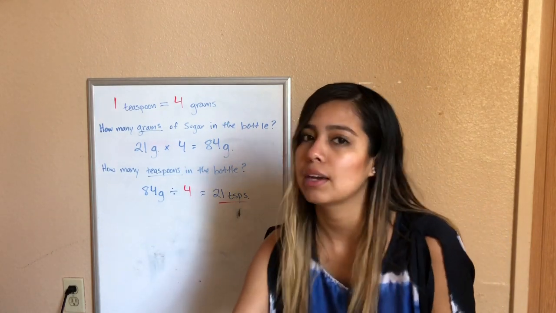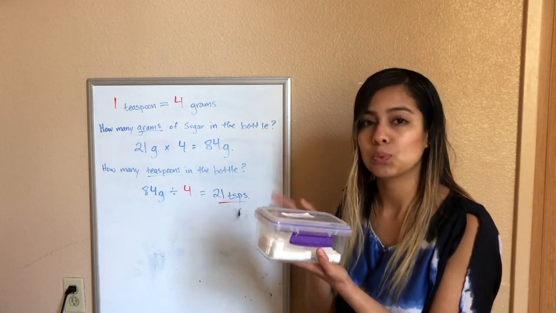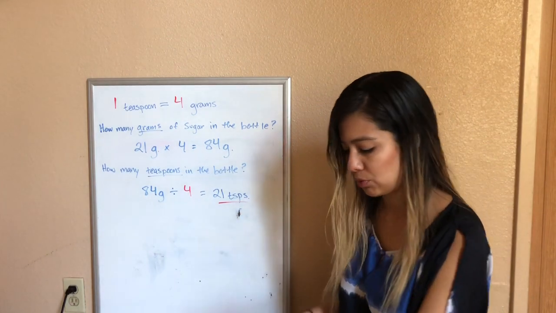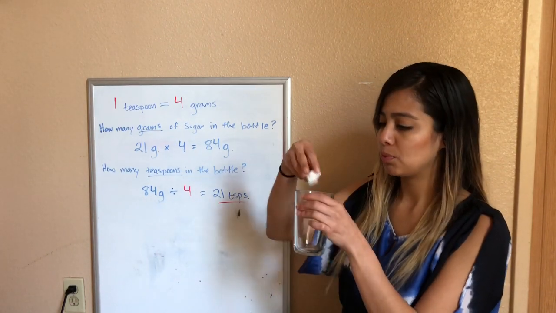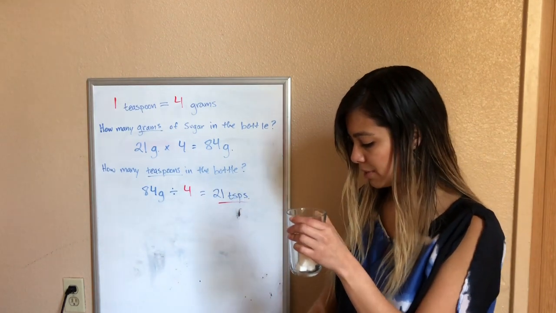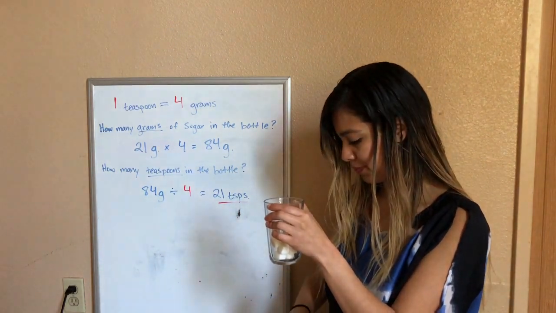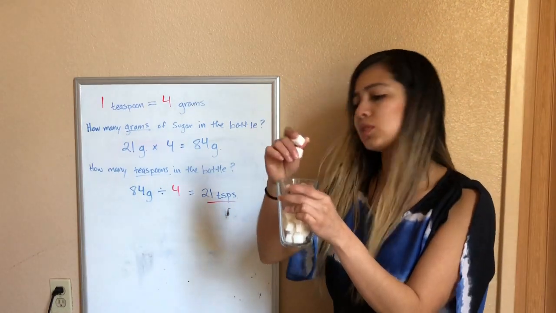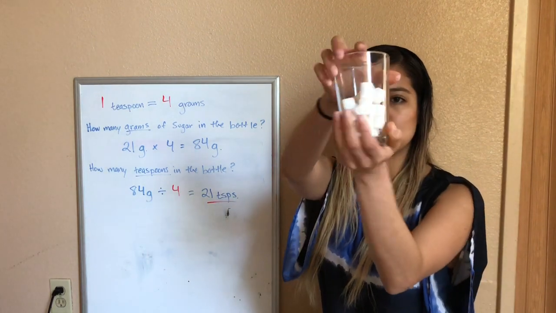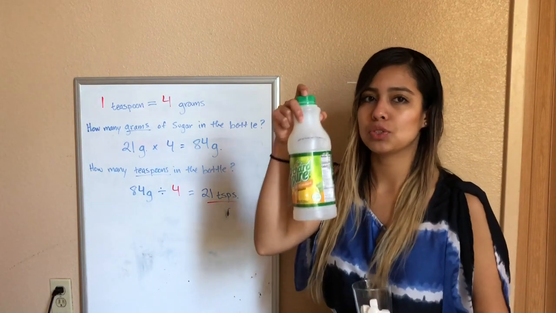Now we're going to take a look at what that looks like. So each of these cubes represents 1 teaspoon of sugar. And like we said, our container has 21 teaspoons of sugar. So 1, 2, 3, 4, 5, 6, 7, 8, 9, 10, 11, 12, 13, 14, 15, 20, 21. So this is what 21 teaspoons of sugar looks like.